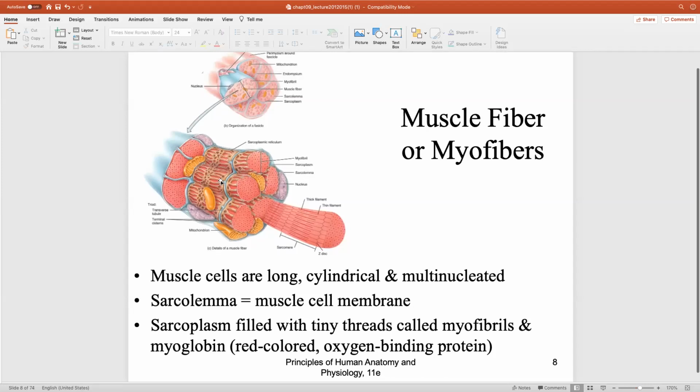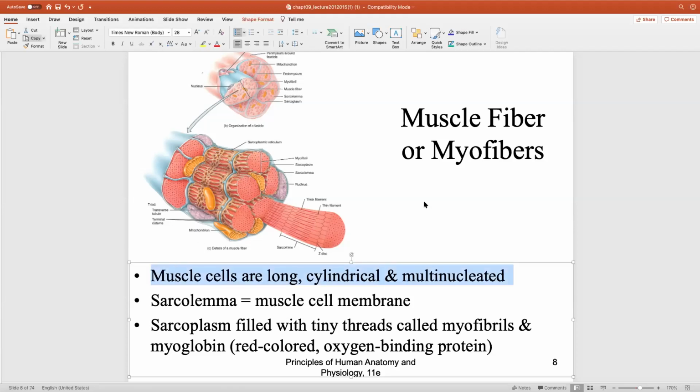So now we're looking at just one muscle cell from one fascicle. And what do we see? Just like a normal cell, plasma membrane. Just like a normal cell, organelles. Just like a normal cell, some kind of endoplasmic reticulum system, right? We also see sarcoplasm, or cytoplasm, like a normal cell. So it's very similar to a normal cell, except there are some differences that allow it to do its job. These muscle cells are long, cylindrical, and multinucleated.